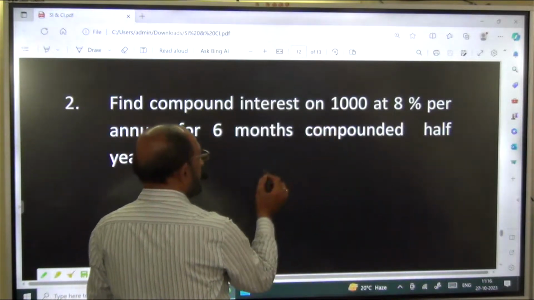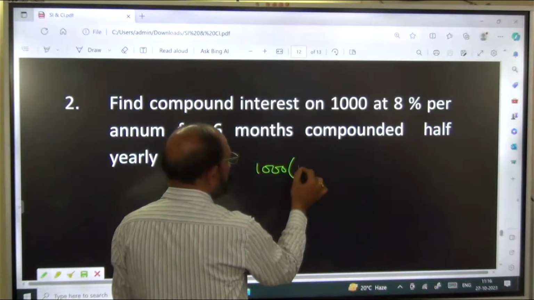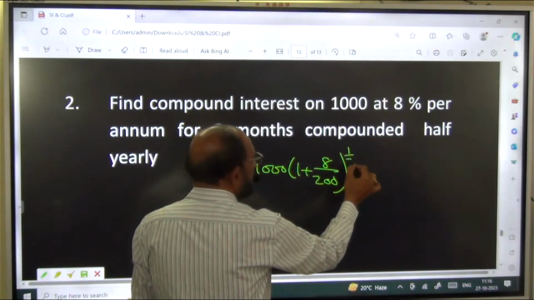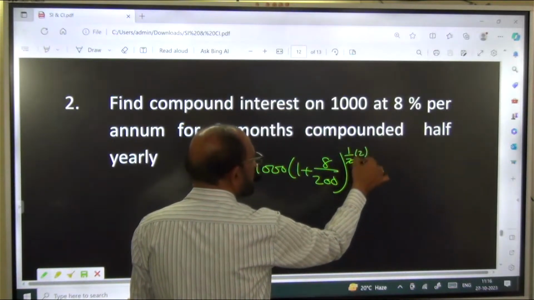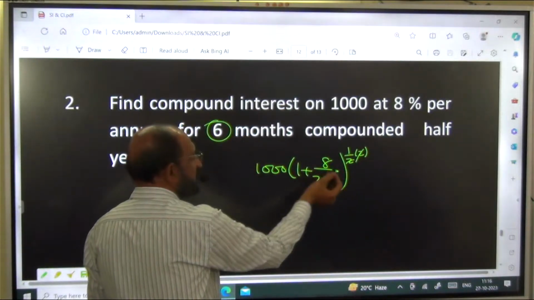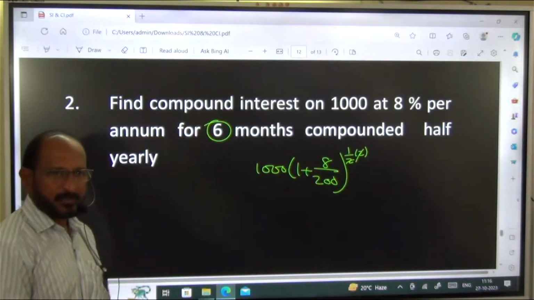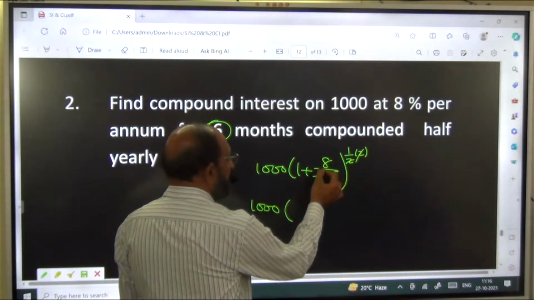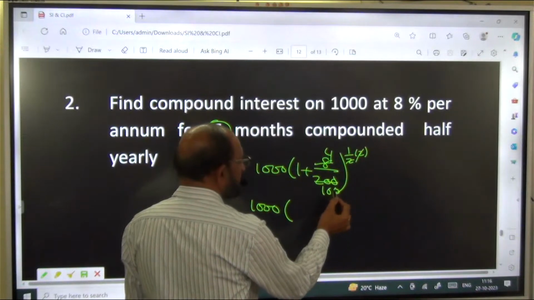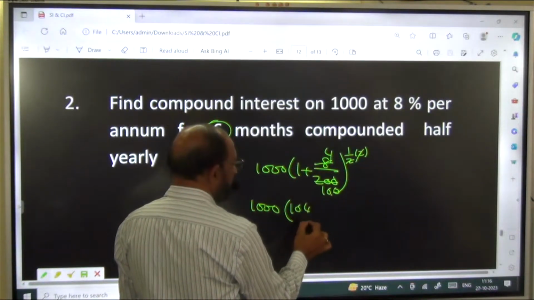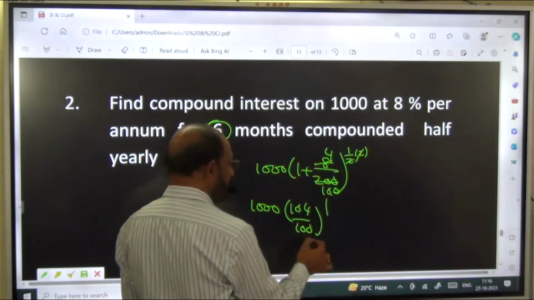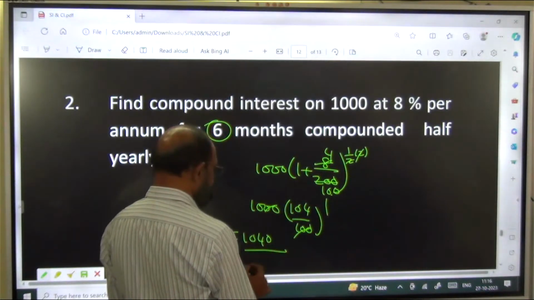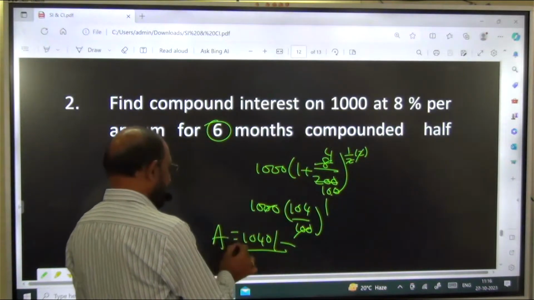Here 1000 into (1 plus 8 by 200) whole power of 1 by 2 into 2. The 2 cancels, because 6 months means 1 by 2 into 2. 1000 into 2 fours, 2 hundreds; 104 by 100 whole power of 1. Two zeros cancel. So 1040. So 1040 is the amount.